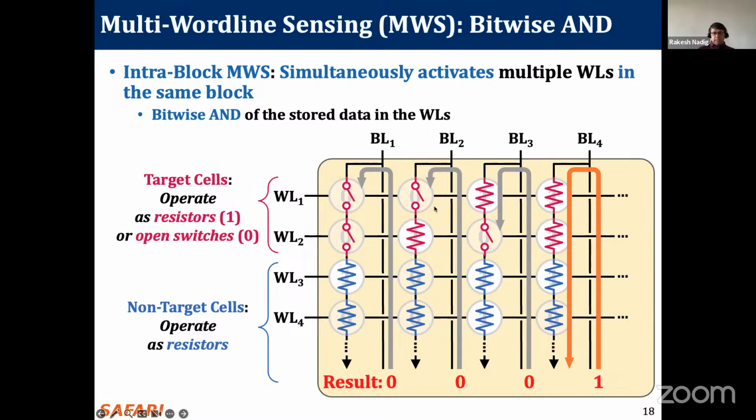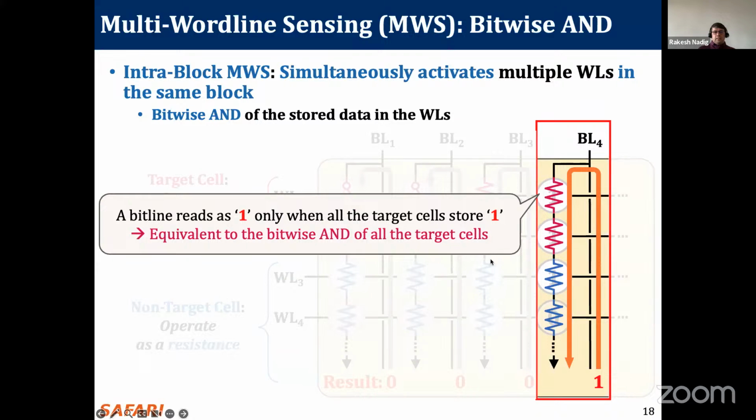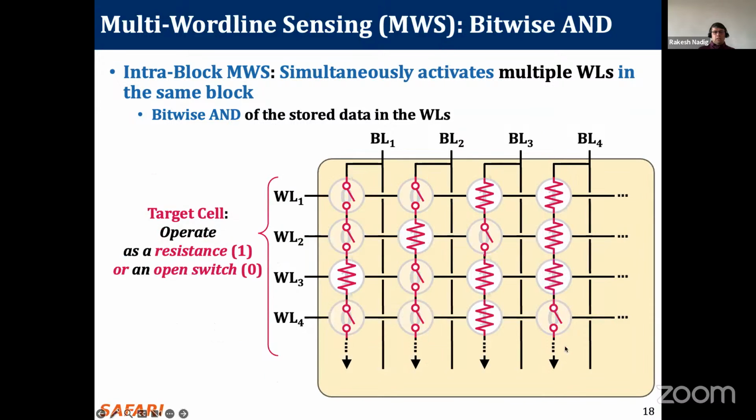When we simultaneously pass bit line current through all these bit lines, and we simultaneously activate these word lines also, we see that the bit line current passes through the NAND string only if all the cells act as resistors. So a bit line reads as 1 only when all the target cells store 1. This is equivalent to the bitwise AND of target cells. So all these flash cells represent 1, and the result would also be a 1.